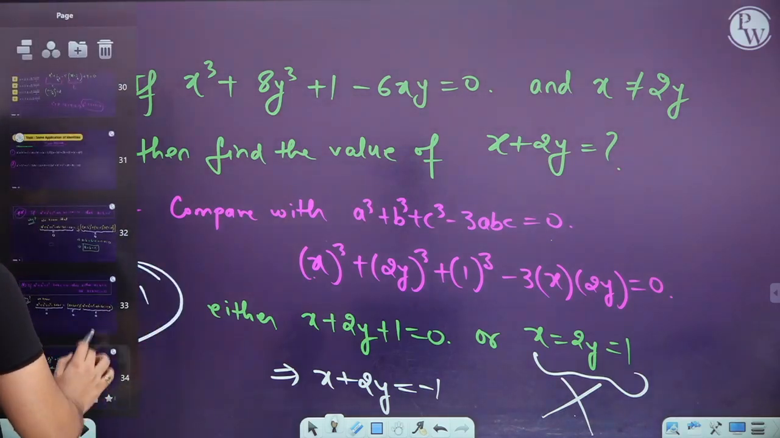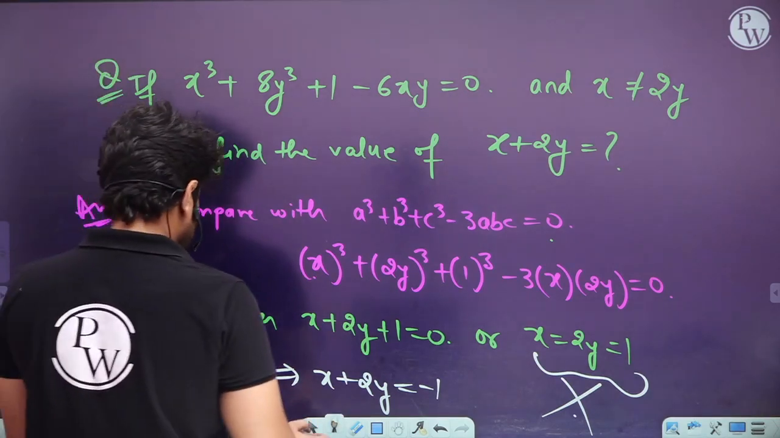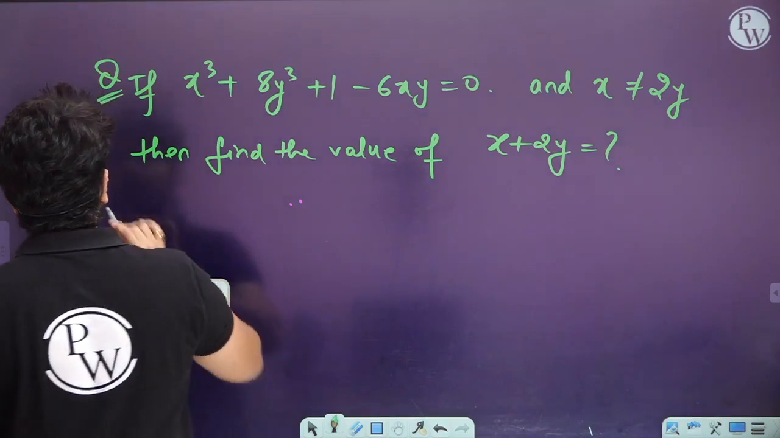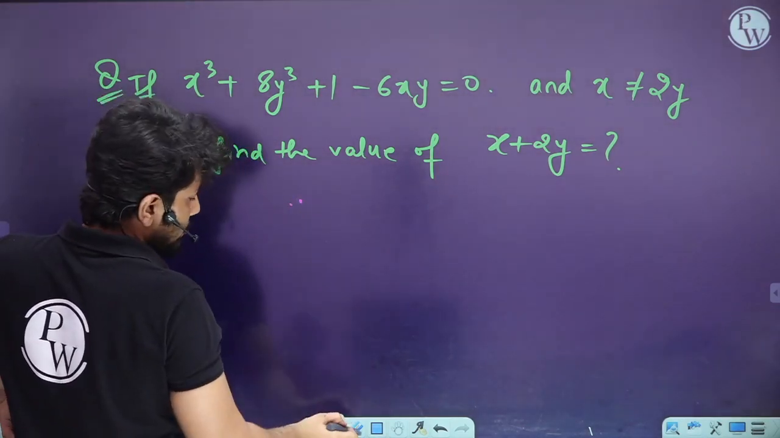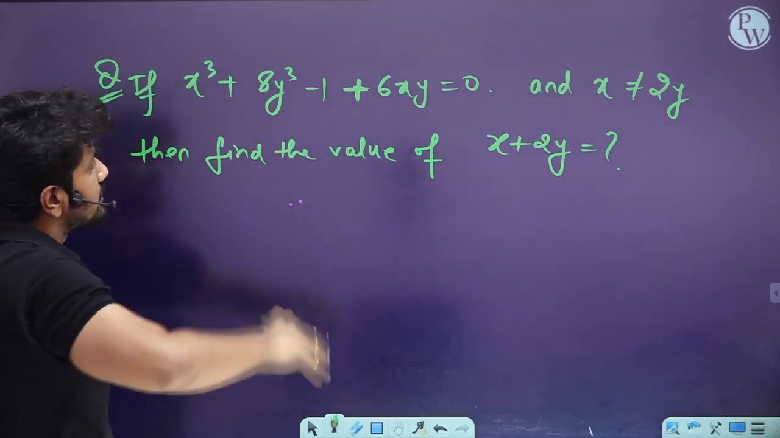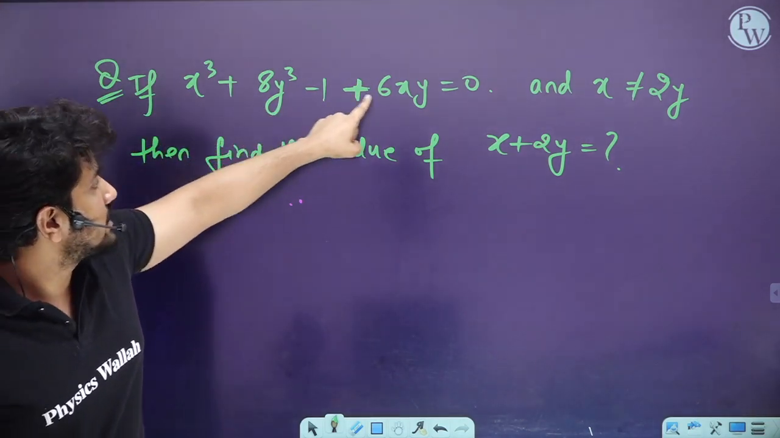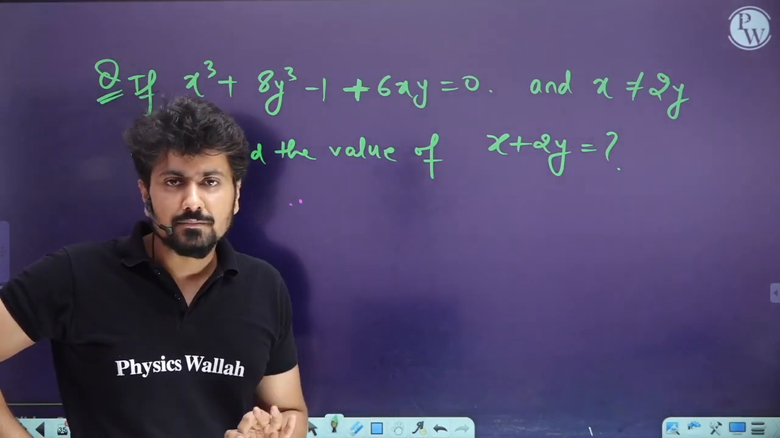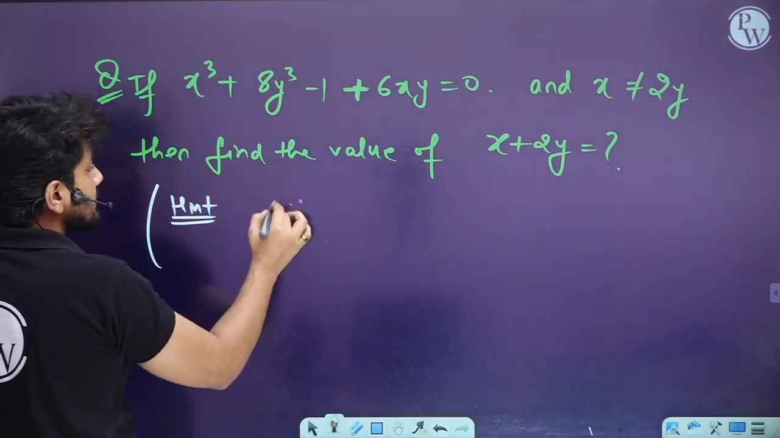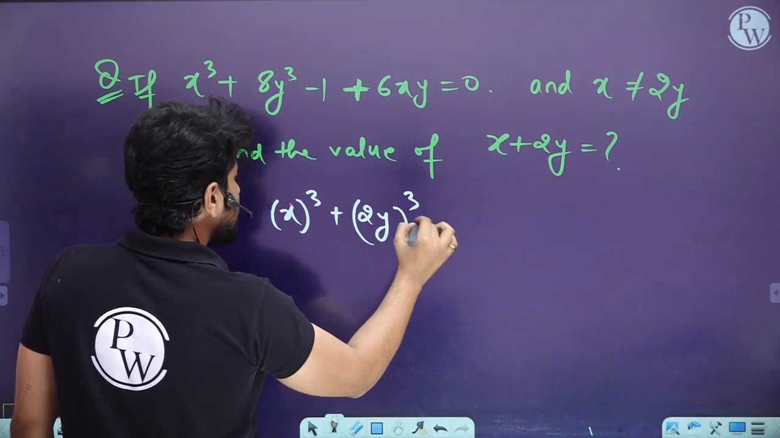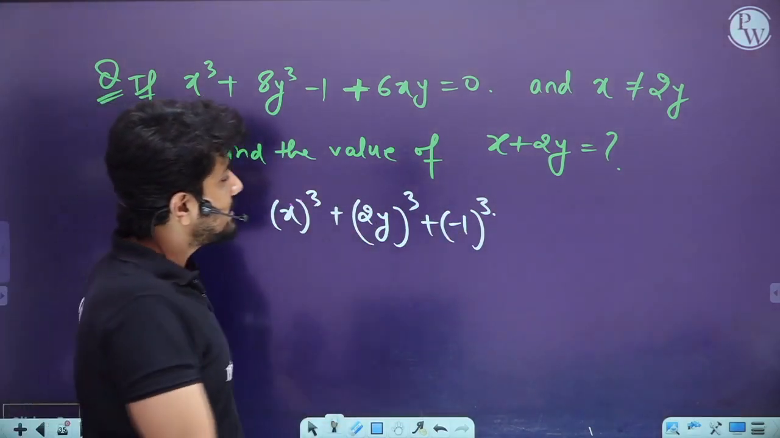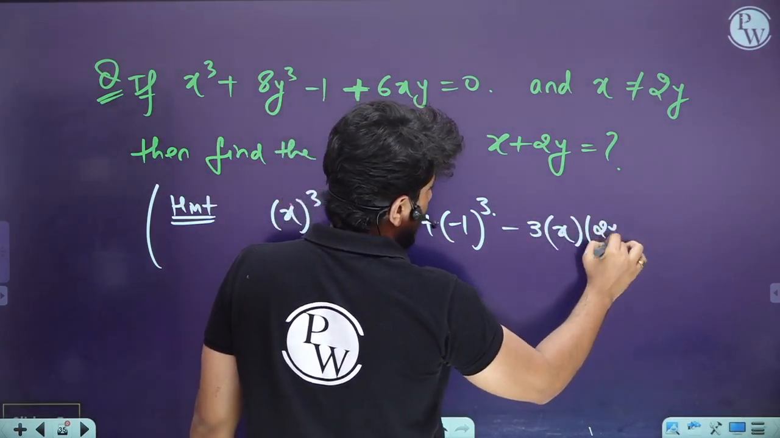Now I can just make a little change in the question. Everything is the same, just a little bit of change. Let me know the answer for this one. I hope you can arrive at the answer. Suppose x cube plus 8y cube minus 1 plus 6xy is equal to 0. Can you solve this equation? This time I'm giving you a hint: this is x cube plus 2y cube plus minus 1 cube. I can write this minus 1 as plus minus 1 cube, so a cube plus b cube plus c cube minus 3abc, that is minus 3 multiplied by x into 2y into minus 1.